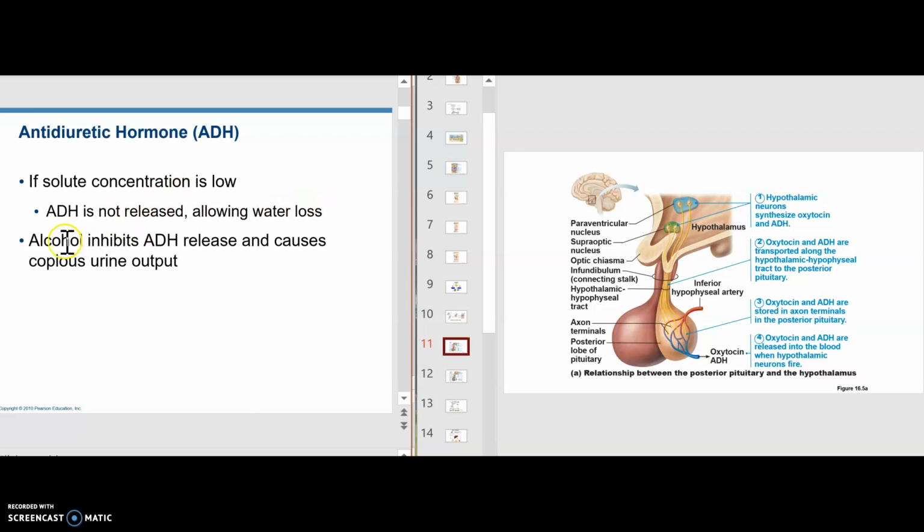Okay. Drinking alcohol inhibits ADH release and causes copious amounts of urine. So when a person drinks, the alcohol inhibits the ADH, and that causes them to urinate a lot while drinking alcohol.